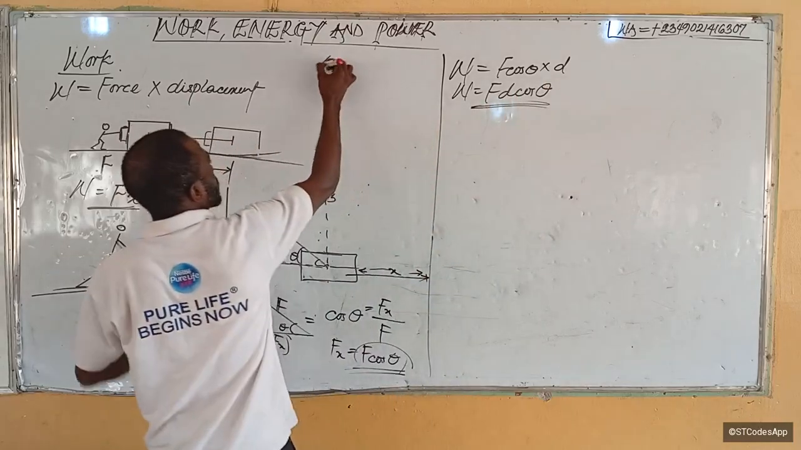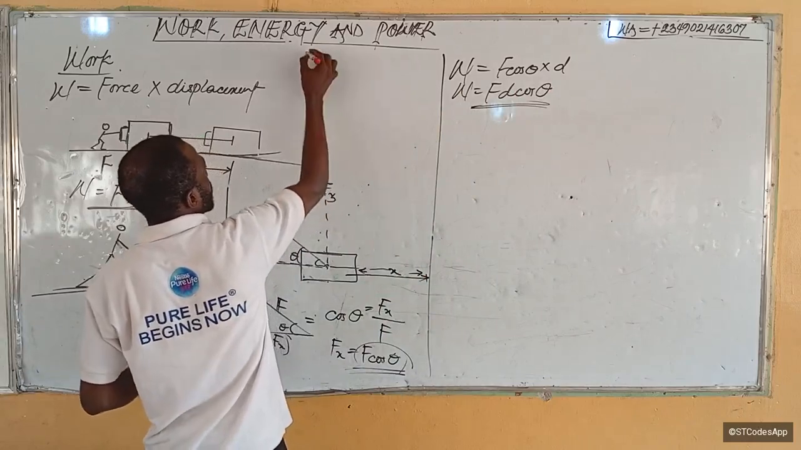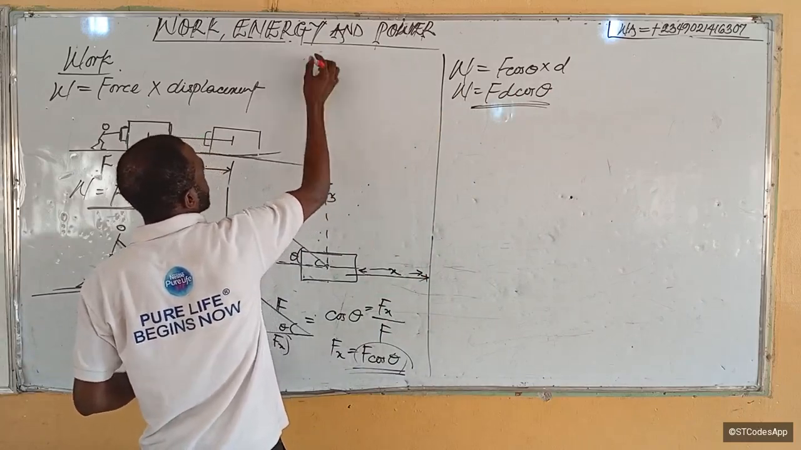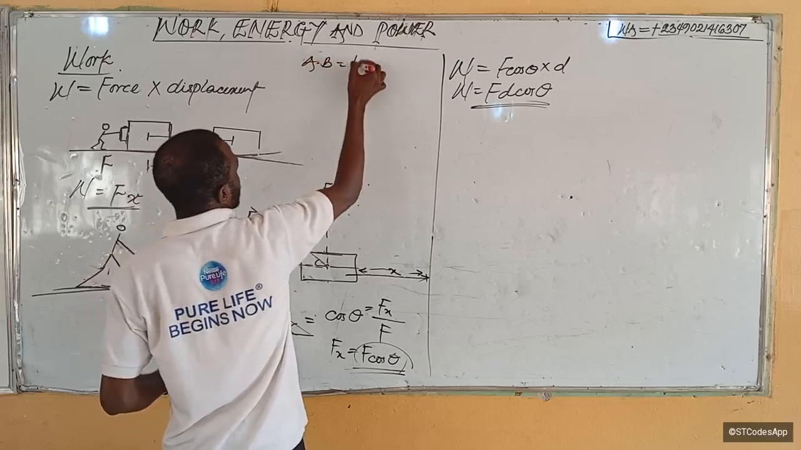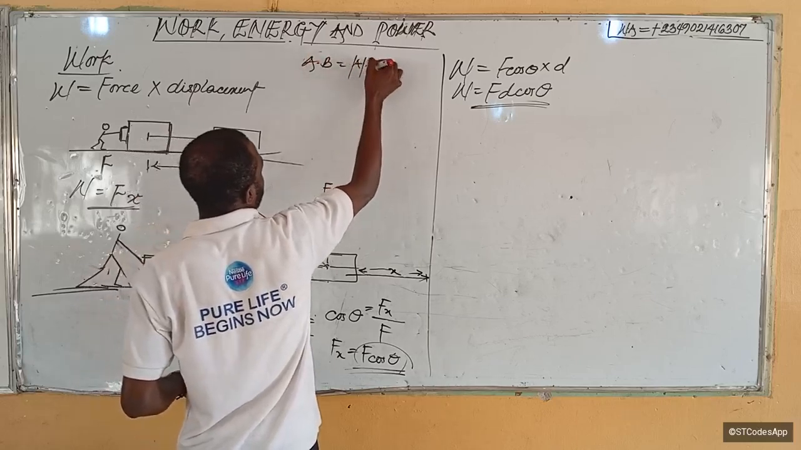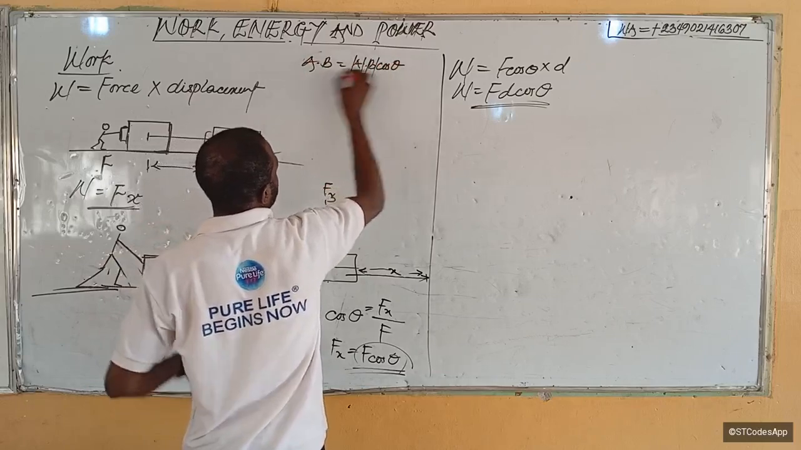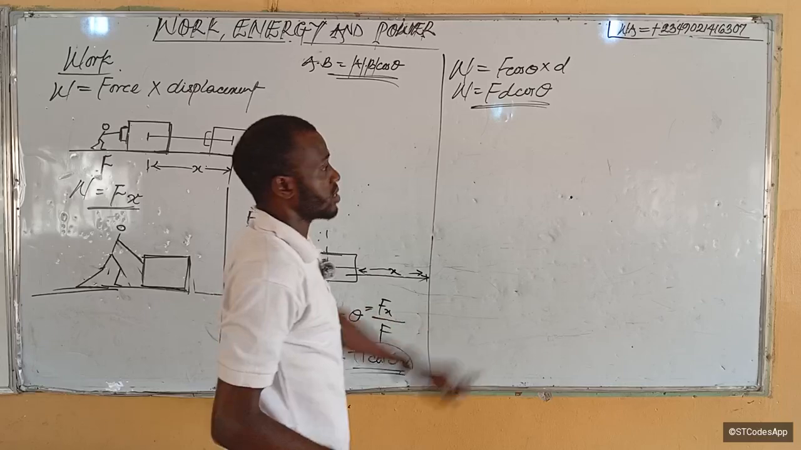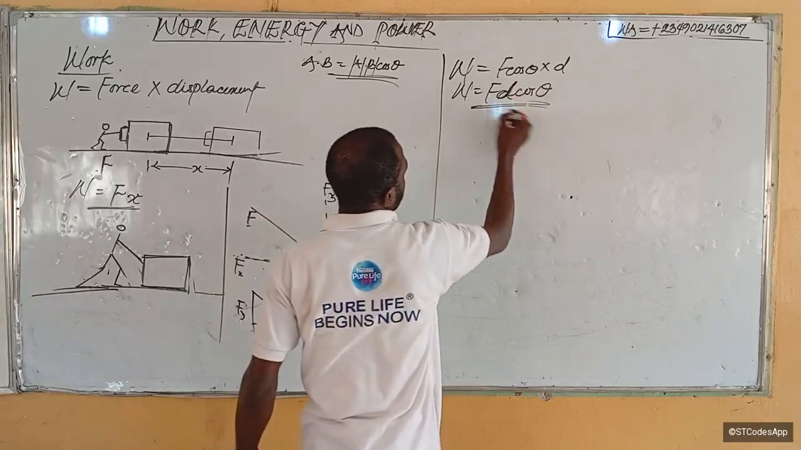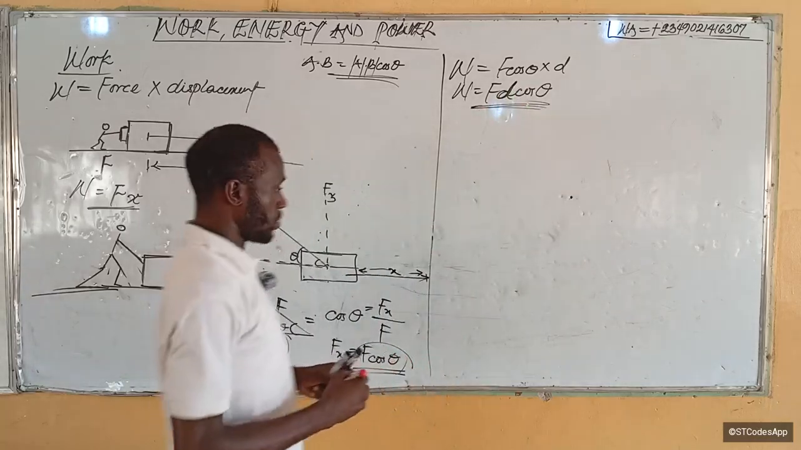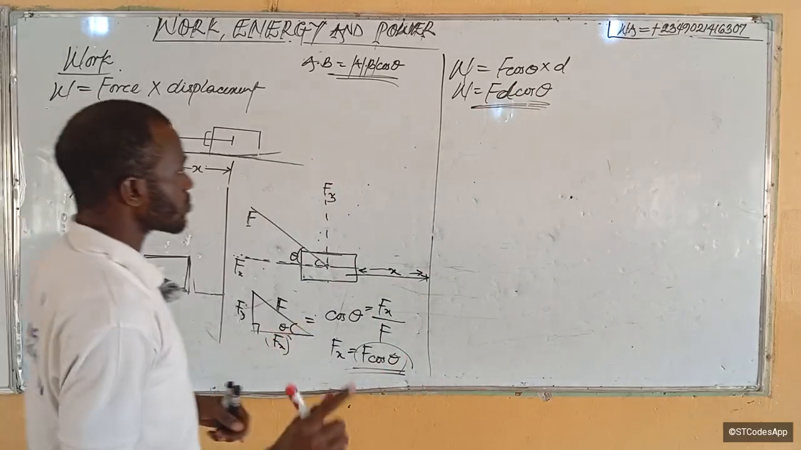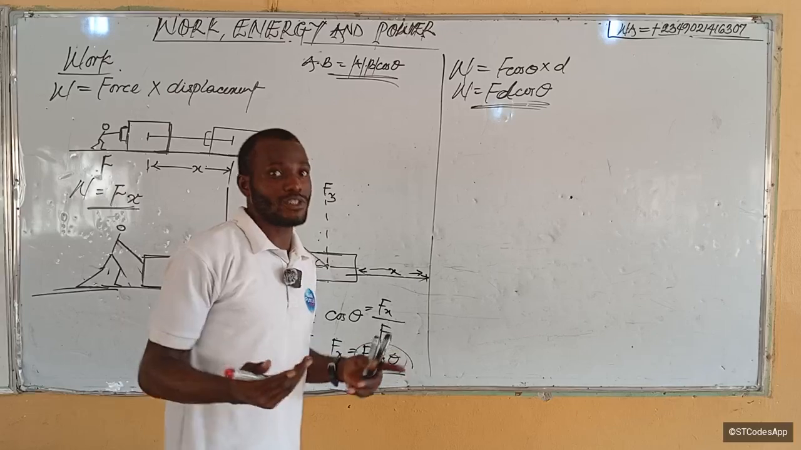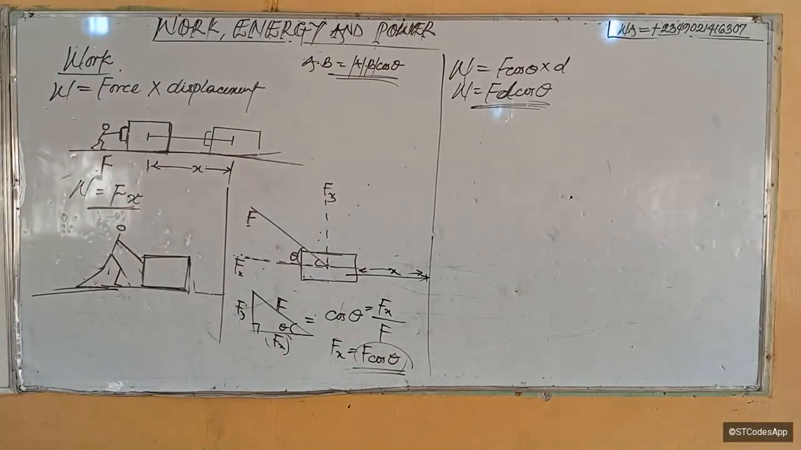If you remember well, we said dot product: A dot B is equal to what? Magnitude of A times magnitude of B times cos theta. And that is the way it is there. Okay, so that's that for work done on a body. Now, let's solve some questions.